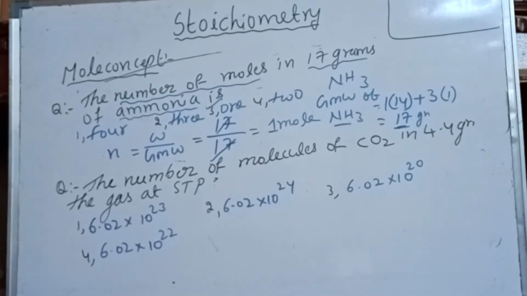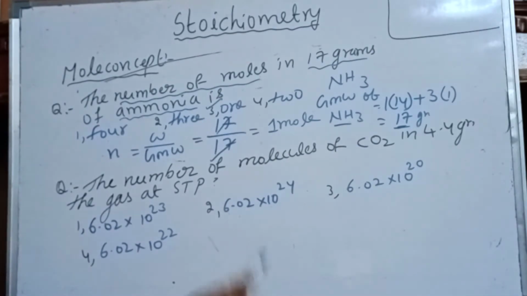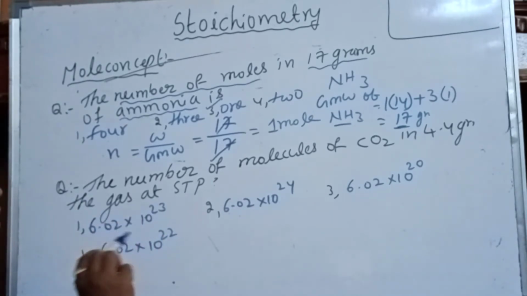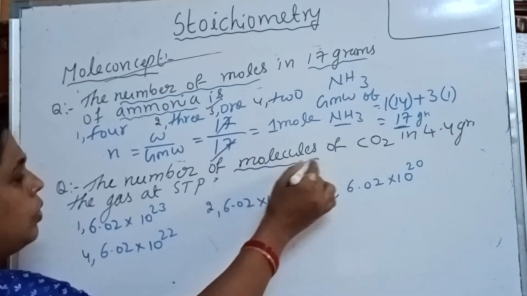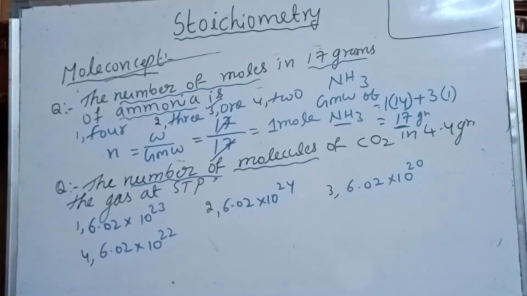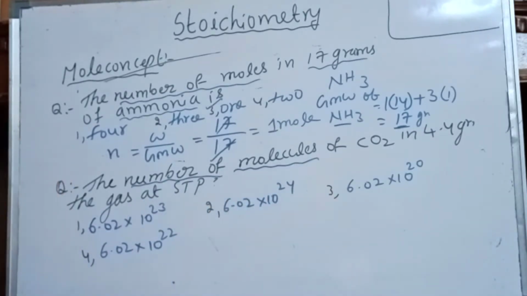And see the next question. Here, the number of molecules of CO2 in 4.4 grams of the gas at STP. So we have to calculate the number of molecules here, not moles. Moles and molecules are different. So we have to calculate the number of molecules of CO2 in 4.4 grams.